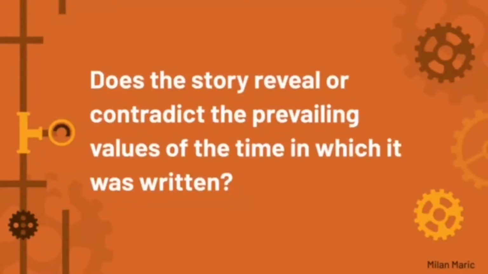Does the story reveal or contradict the prevailing values of the time in which it was written? To begin this analysis, it is necessary to consider what was occurring in terms of general development and how the life of the mainstream society changed over the early 20th century around the time the story was written, in order to understand how the story could have revealed or contradicted prevailing values, standards, and norms. This will be covered when analyzing each quote.